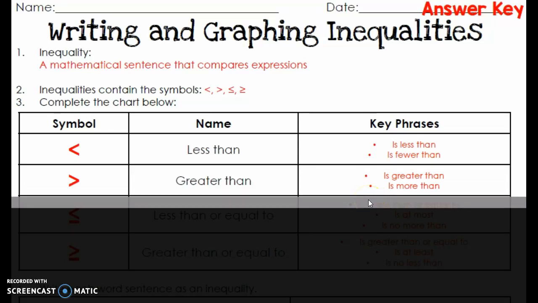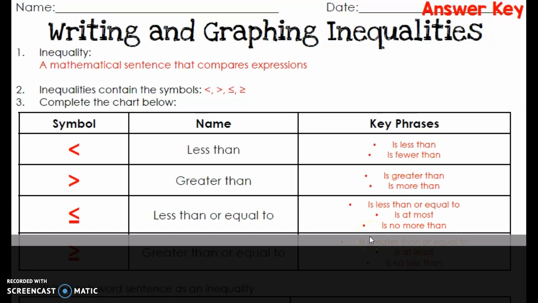Greater than points to the right. The key phrases are is greater than or is more than. Take a minute and write that down because the next two get a little bit trickier.